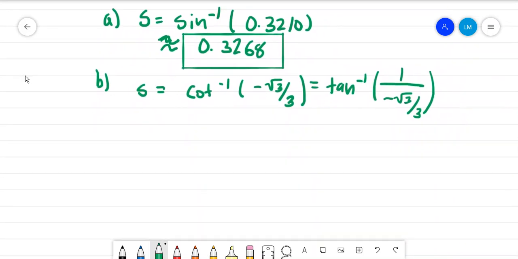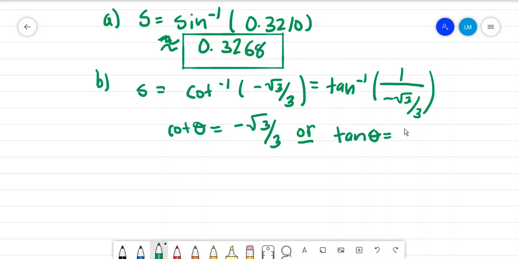Okay, so the way that we'll do this is that we'll take a look at cotangent of theta equals negative root 3 over 3. Now, of course, this is equivalent to the statement tangent theta equals 1 divided by negative root 3 over 3, which is the same thing as negative root 3 over 1. Okay, so it's either or, however way you want to look at this.